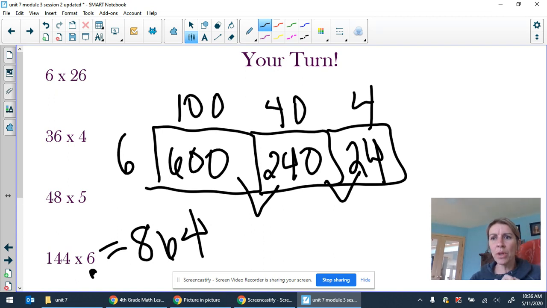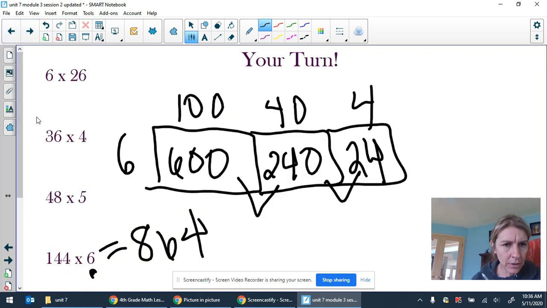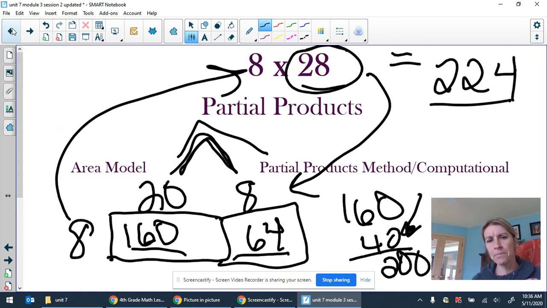And that's just a real quick review of area model and partial products. Now let's move to the standard algorithm. Okay, so now let's look at 8 times 28. That was one of our problems back here. Oh no, we didn't do that. Why did I think we did that? Right up here. So this is how we started the whole lesson.